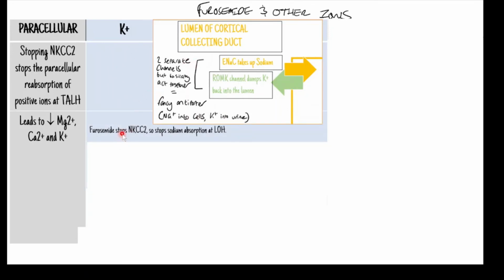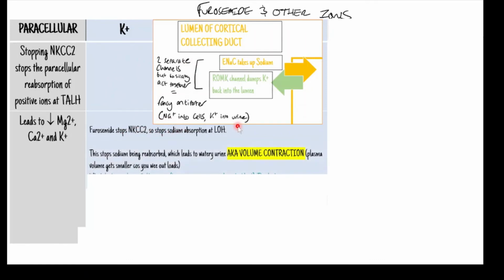Now, because furosemide stops NKCC2, it's going to stop sodium absorption at the loop of Henle. We already know that. This stops sodium being reabsorbed, which leads to watery urine. And so your plasma volume is going to decrease because you're weeing out a lot. So your plasma volume contracts, and that's called a volume contraction. So far there's nothing new there.